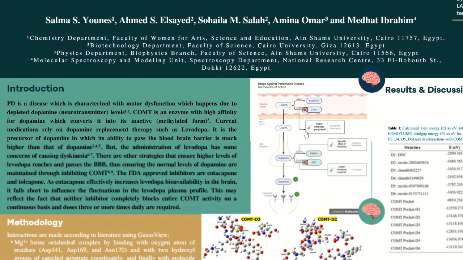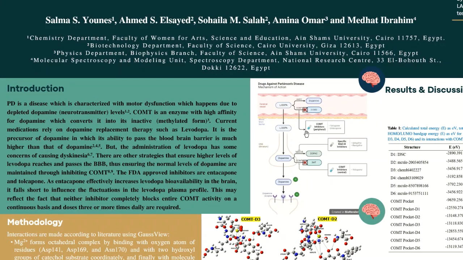Parkinson's disease affects the nervous system, which results in several physical motion problems due to depleted dopamine levels. Through the dopamine pathway here, we can see vital enzymes such as COMT, or catechol O-methyltransferase, which converts neurotransmitters such as dopamine into their methylated form. The medications rely on dopamine replacement, like levodopa.